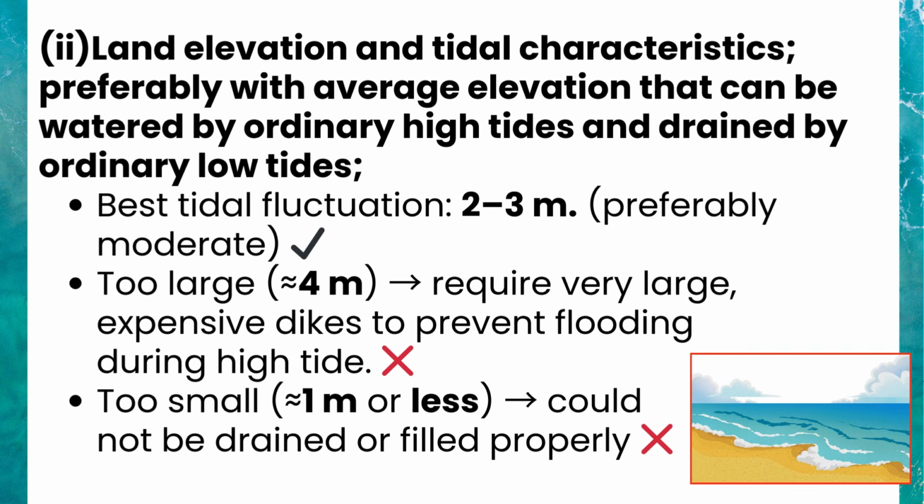2. Land elevation and tidal characteristics. Preferably with average elevation that can be watered by ordinary high tides and drained by ordinary low tides. Tidal fluctuation preferably moderate at 2 to 3 meters.